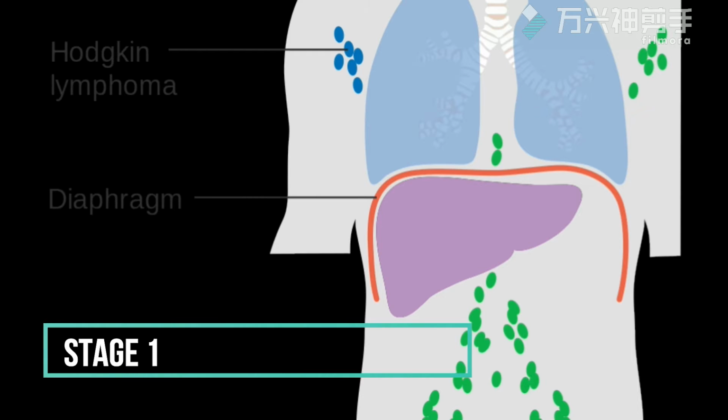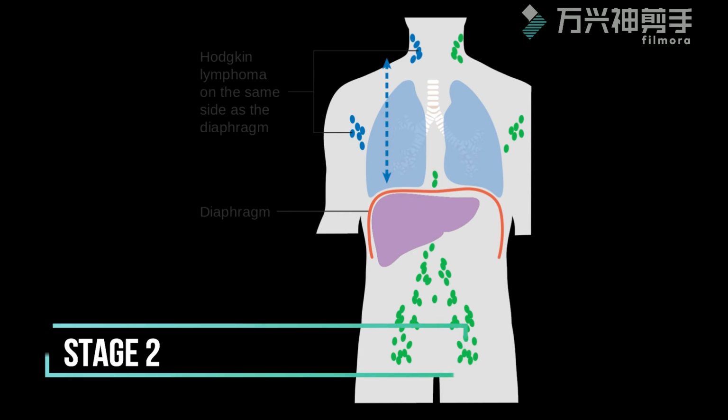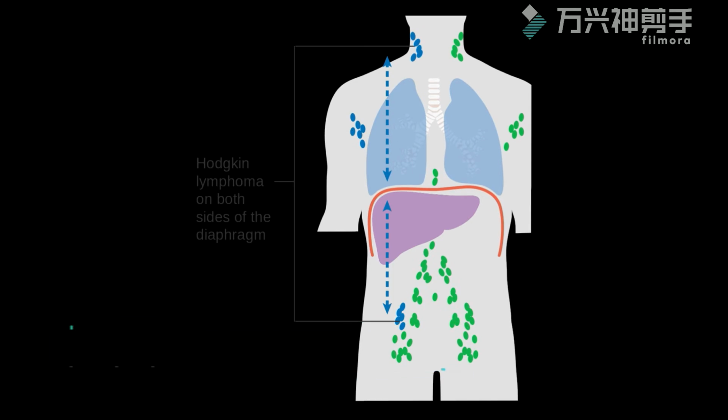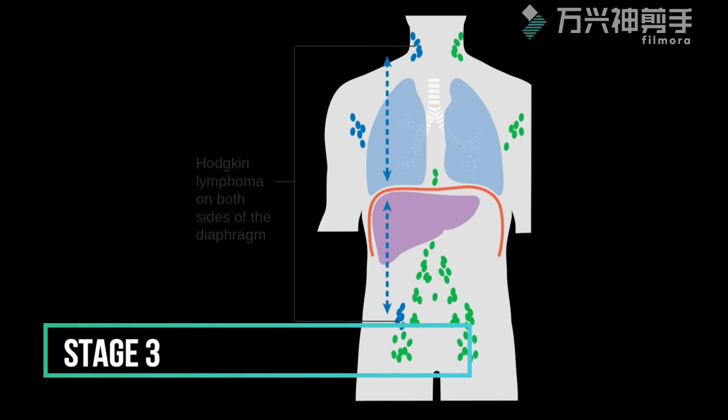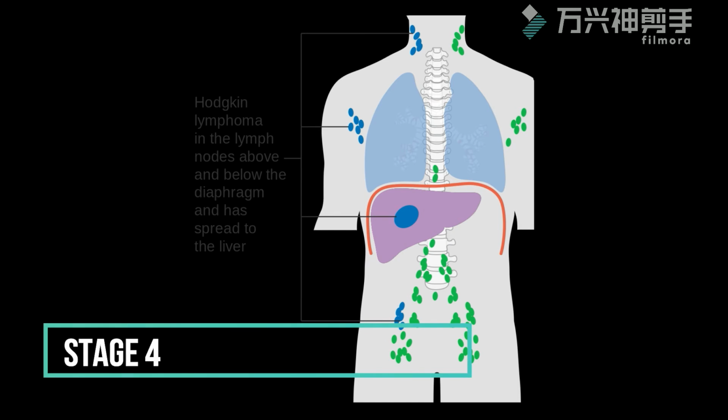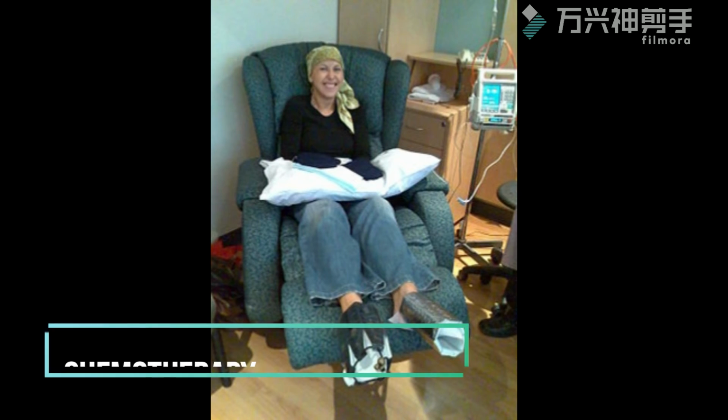Stage 1 involves a single lymph node region. Stage 2 involves two or more regions on the same side of the diaphragm. Stage 3 involves lymph node regions on both sides of the diaphragm, and stage 4 involves multiple affected lymph nodes throughout the body.